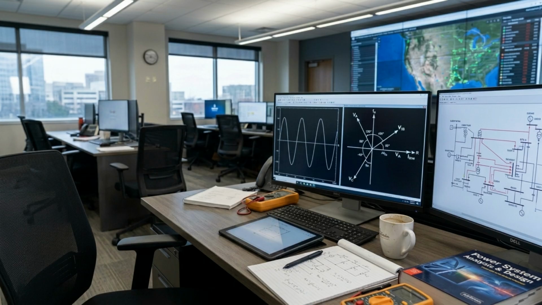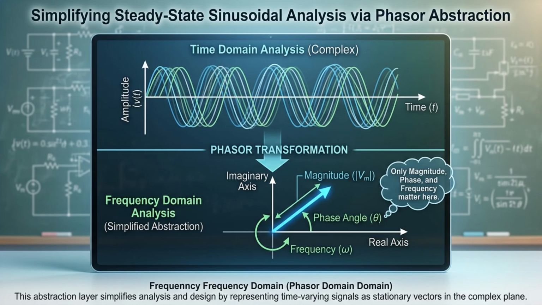In electronics, phasors simplify the design of filters, amplifiers, and signal processing circuits. This method is especially useful when dealing with steady-state sinusoidal signals, where only frequency, magnitude, and phase matter. It provides a powerful abstraction layer that simplifies both analysis and design.